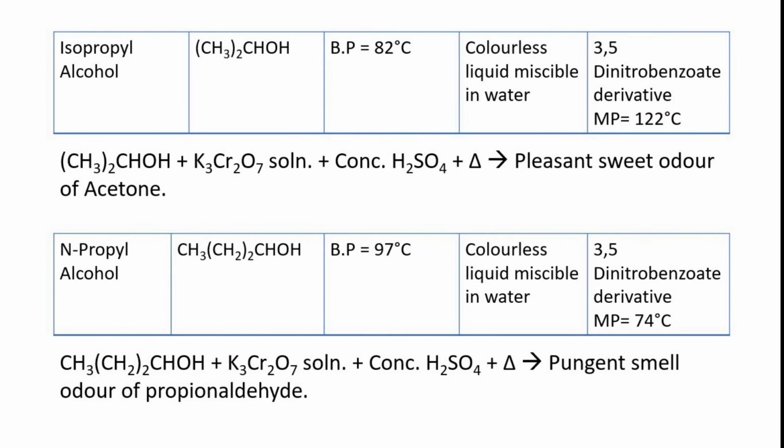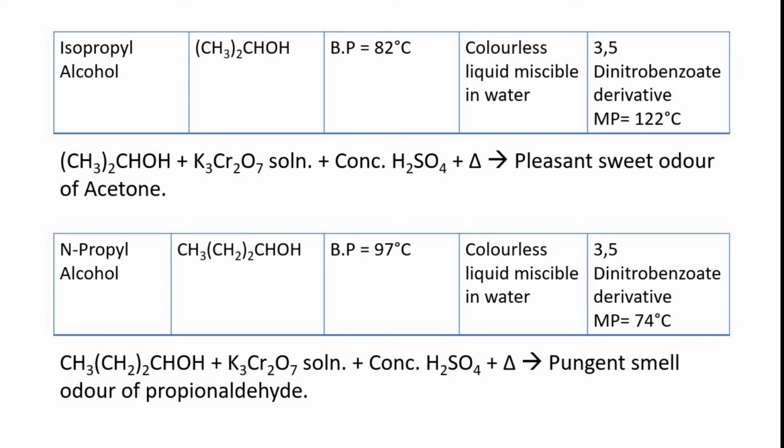To identify isopropyl alcohol, take the suspected alcohol and add K2Cr2O7 solution in a dry test tube. Now add concentrated sulfuric acid. Heat the mixture gently. It gives a pleasant sweet odor of acetone.